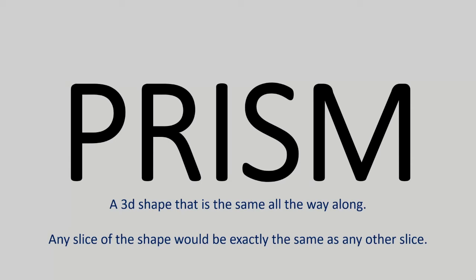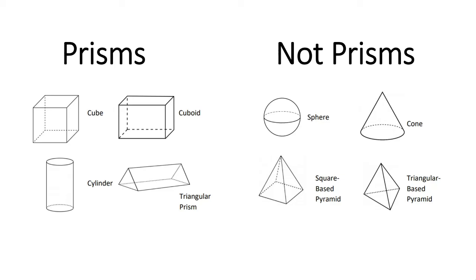Another way of explaining that: if we cut a slice out of the shape, if the shape is a prism, any slice anywhere along the length will be exactly the same size, exactly the same shape as any other slice. If we look at the prisms again, if we were to take a slice of the cylinder anywhere along its length, we would get exactly the same circular slice. Slice of the cube, exactly the same square anywhere along. The cuboid, anywhere along. The triangular prism, the same triangle anywhere in its length.